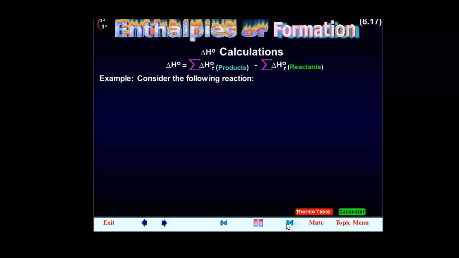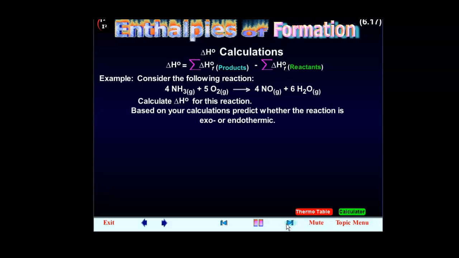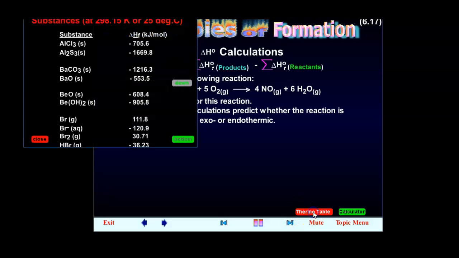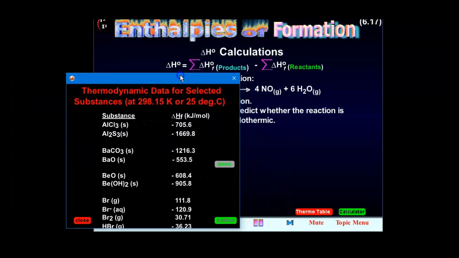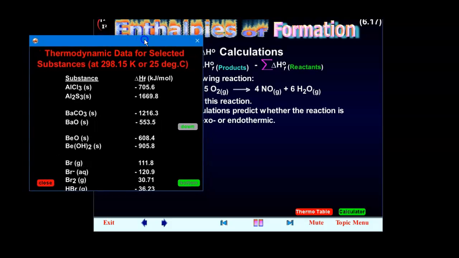Example: consider the following reaction. Calculate delta H superscript 0 for this reaction. Based on your calculations, predict whether the reaction is exo or endothermic. This is the delta formation of each of the products and reactants. So what you have to do is to look at these values. They are constant. They will be given to you in any question, so you don't have to memorize them. They're going to be given to you.